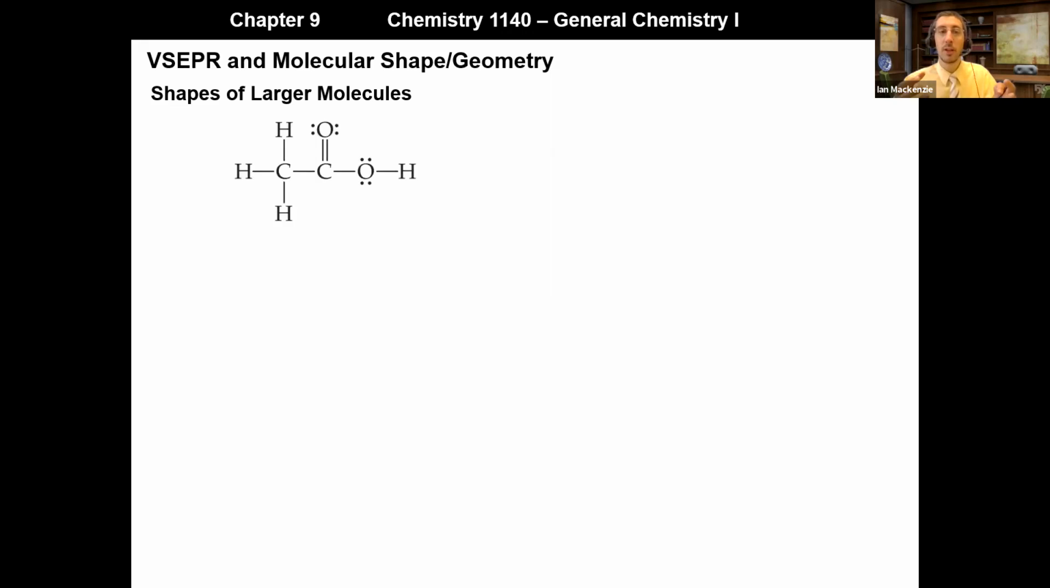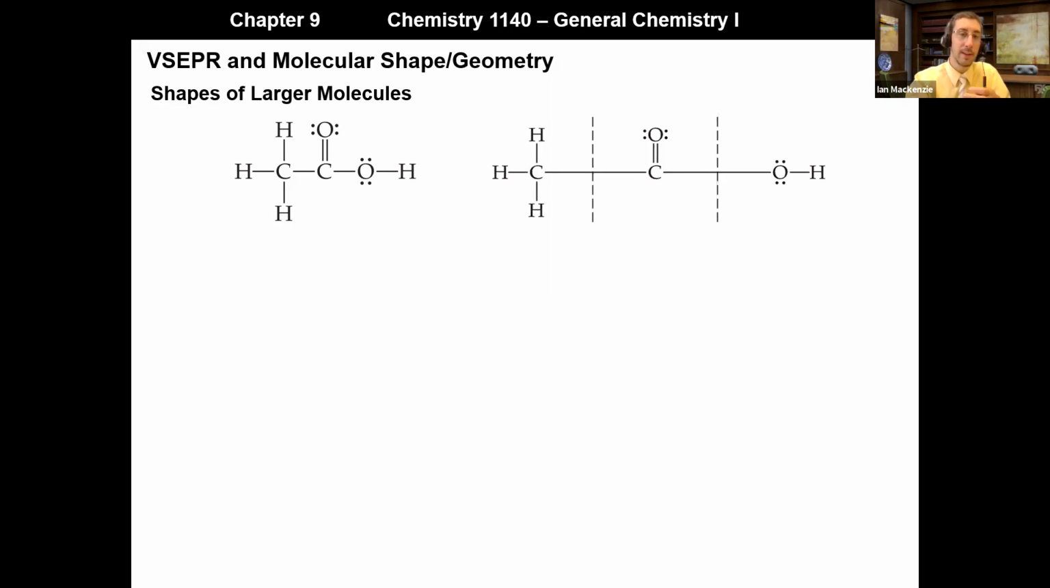If we look at this molecule here, this is acetic acid. It's a very common molecule. It's the main component of vinegar. If we take a look at this, we wouldn't initially say that there was one central atom with just a single set of atoms bonded to it, but we can break it into sections that have a clear central atom.